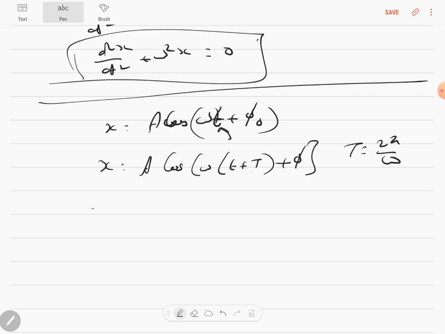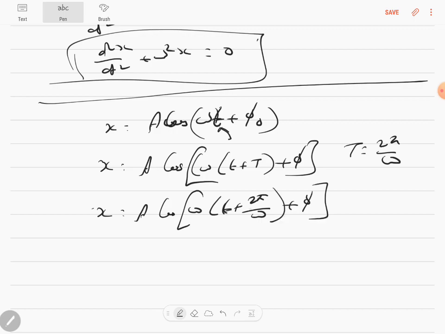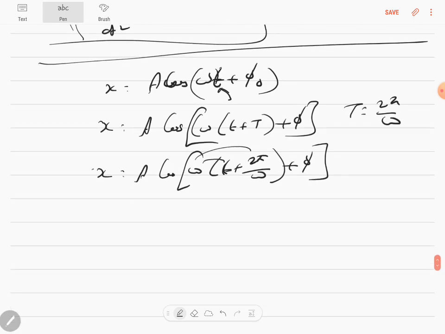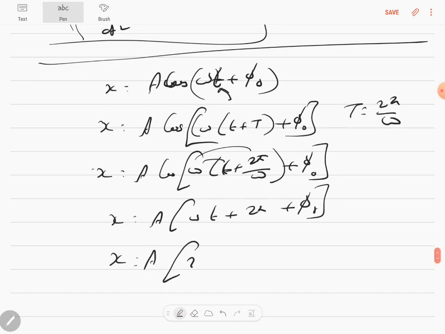I don't know if it's going to repeat. We're going to check that. So x is equal to a into cos of omega into t plus 2 pi by omega plus phi naught. Now I'm going to bring the omega inside. So x is equal to a into cos of omega t plus omega gets cancelled, 2 pi, plus phi naught. So can we write a 2 pi first? A 2 pi plus omega t plus phi naught.